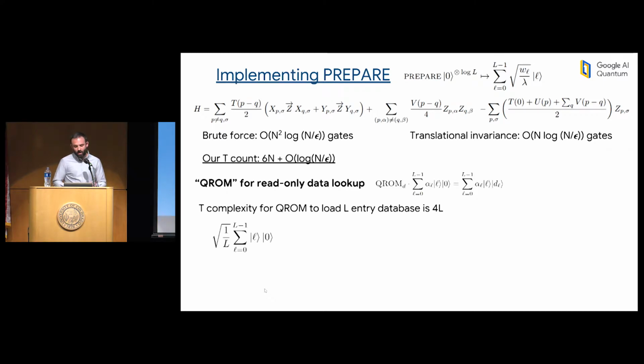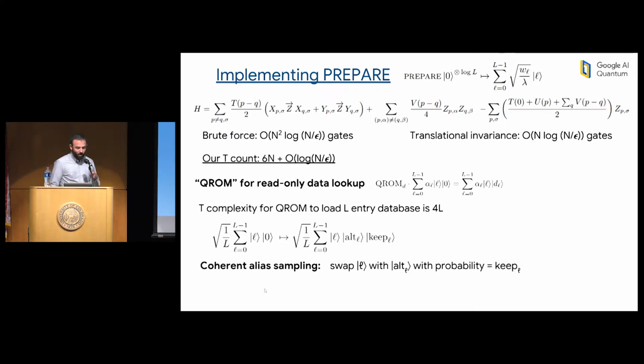But basically what we do is we start trying to prepare this state. Again, we're trying to do this. We start with just an even superposition, and we have some ancilla. And then we apply QROM to load into the superposition some values that we call alt-L and keep-L, which are values associated with L. And then we do something we call coherent alias sampling, which is now appearing in some other LCU papers as well. The idea is to create the state that we want by swapping the registers L and alt-L according to a probability that is given by keep-L. And what we end up with is a state that looks like this.